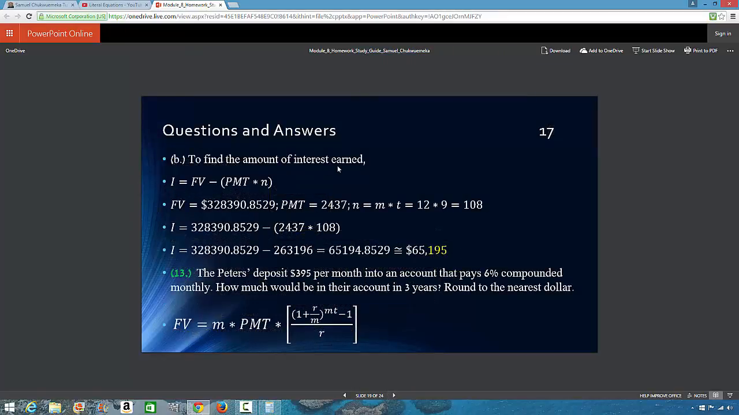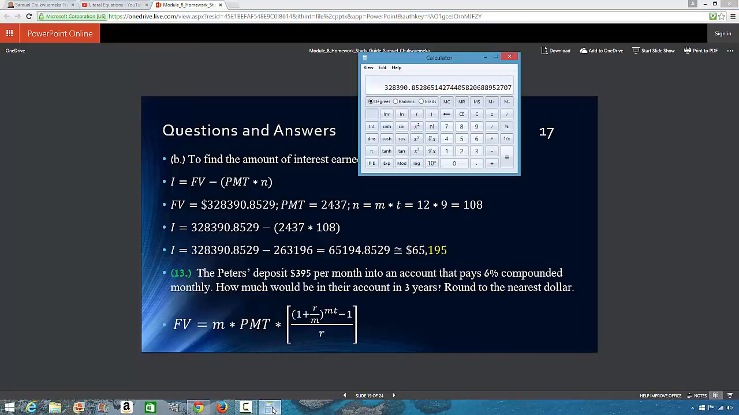Now, to find the amount of interest earned, you use this formula. Okay? You use this formula. In this case, you do the parentheses first here. 2437 times 108 equal to, then save this in memory, and then you now use, please don't use approximate. You only approximate at the final answer.